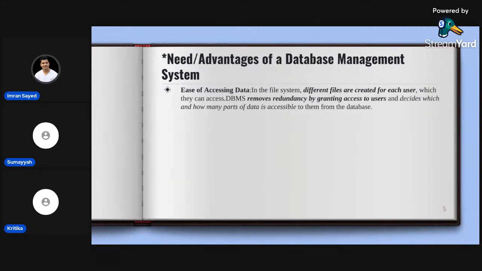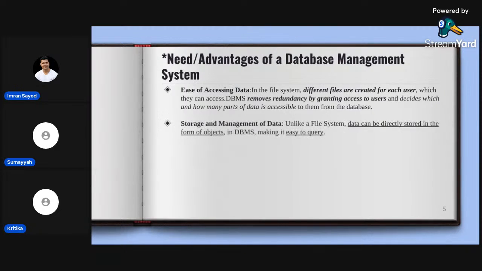Ease of accessing the data. In file system, different files are created for each user, which they can access. A DBMS removes redundancy for granting access to users and decides which and how many parts of data is accessible to the database. Storage and management of data. Unlike file system, data can be stored in form of objects. That makes it easier to query.